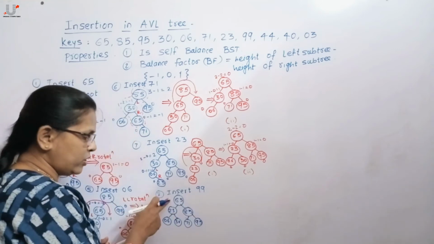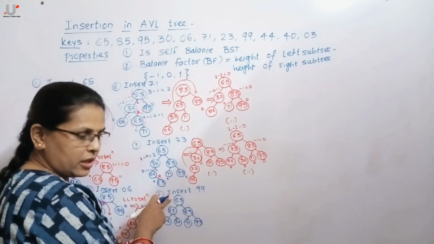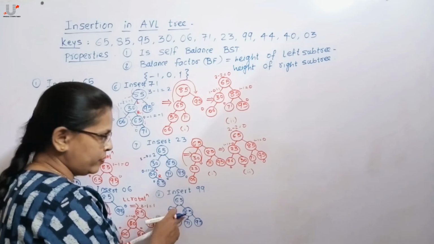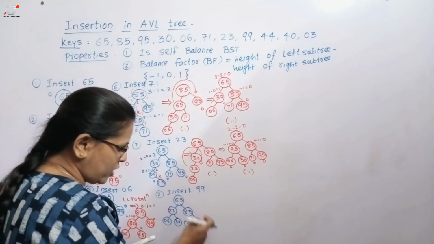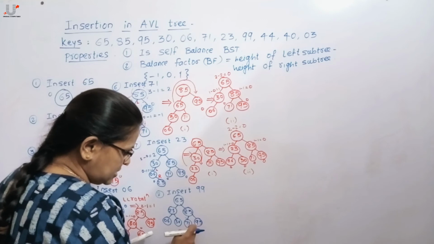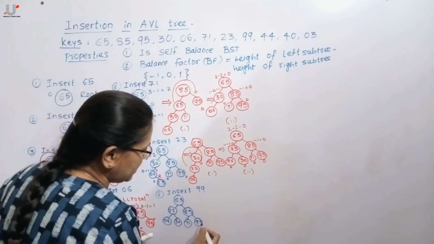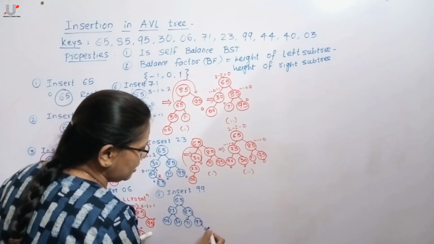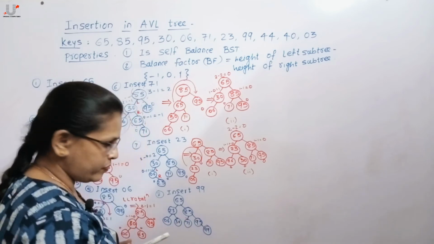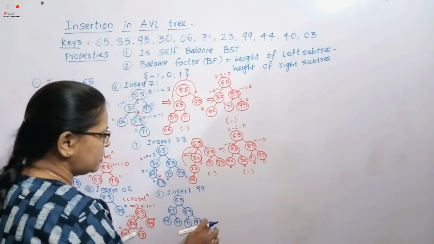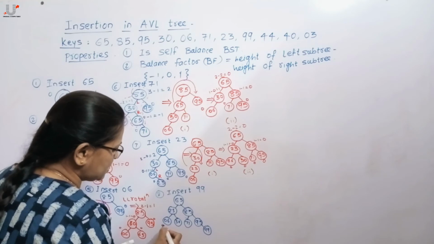99 gets compared with the root element. As it is greater than the root, move to the right subtree. 99 is greater than 85, so move to the right subtree. As it is greater than 95, 99 gets added as a right child of 95. After insertion, again check the balance factor.